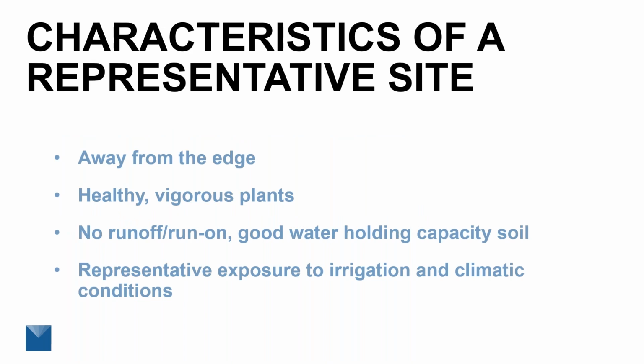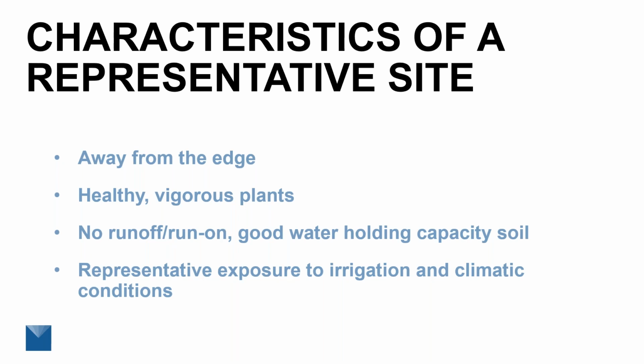Edges of a field aren't representative of the field, so we need to avoid them. We want a place with healthy plants. We want to know how much water is being used by the crop, so our site needs to reflect that. We also don't want to mess up the vegetation when we're installing the monitoring sites.